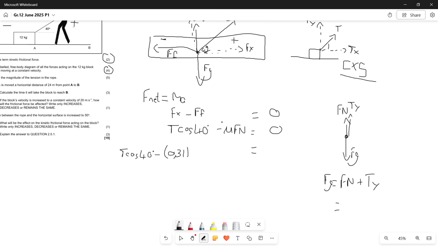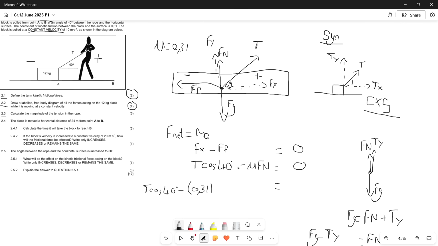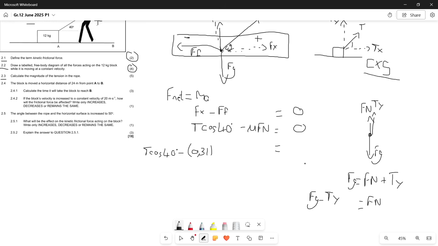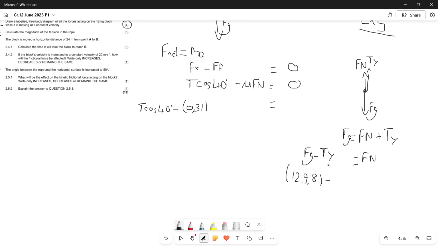But now what we want in this formula here is our Fn, which means we're going to take our Ty over, and therefore our Fg minus our Ty equals our Fn. So this is what we're going to plug into this formula here, this big placeholder here, but we can calculate some components of it, because Fg is our m times g, which is our mass times gravity, 9.8, and we have the mass of the object. So what we're going to do, we're going to go 12 times 9.8. Over there is our Fg minus T of y.